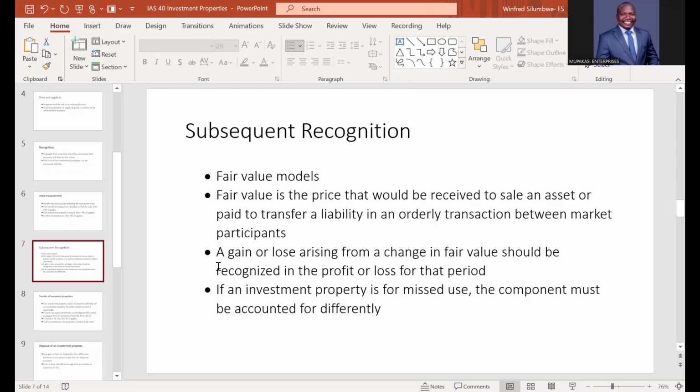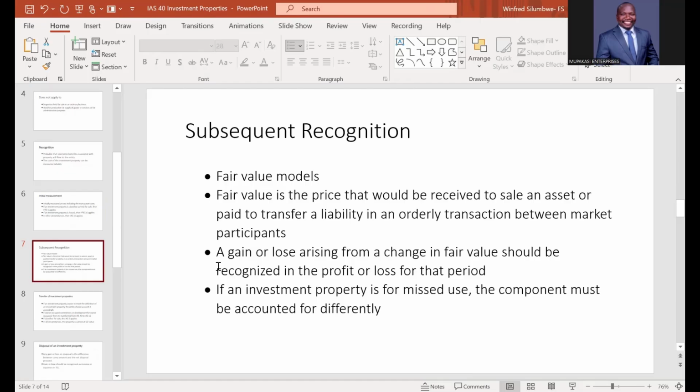A gain or loss arising from the change in fair value should be recognized in the profit or loss for the period. Meaning, if you built it at 100 million and now it is at 150 million, the 50 million should be recognized under income, whereby you debit the asset, which has increased by 50 million, and your income has also increased by 50 million. Now, these are not incomes like cash. That's why you post it under comprehensive income, because that is the value it has gained. It is not income as cash.